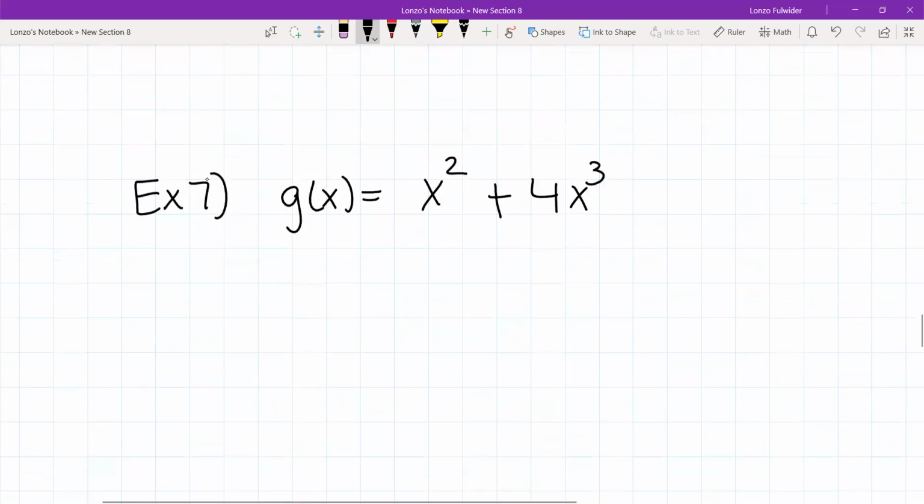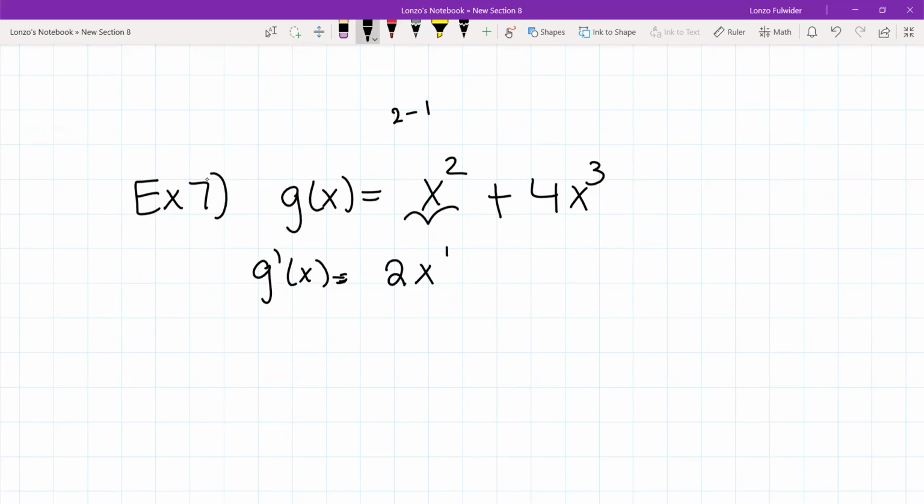Okay, let's do this one. Example 7. The derivative of x squared plus 4x to the cube. So just take the derivative of each term. The derivative of x squared, you put a 2 in front of x, so it's going to be 2x. We're using the power rule, right? And then the new power is going to be 1 because it's 2 minus 1.